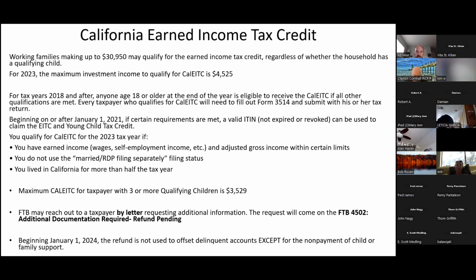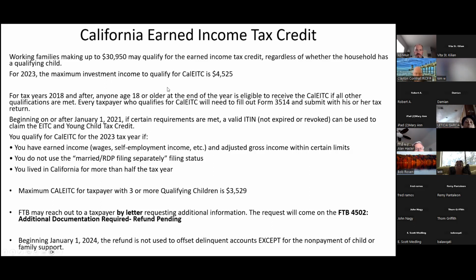Okay, so this is a busy slide, so let's run through the California Earned Income Tax Credit. You've got to be making up to a certain amount, and that dollar amount changes yearly. It also talks about investment income. On the federal side, if I remember correctly, it's about $11,000. For California, it's about $4,500. So there are differences. When you enter this data into the software, it's going to cap it or not allow the individual to receive this credit if they've got investment income over $4,525.